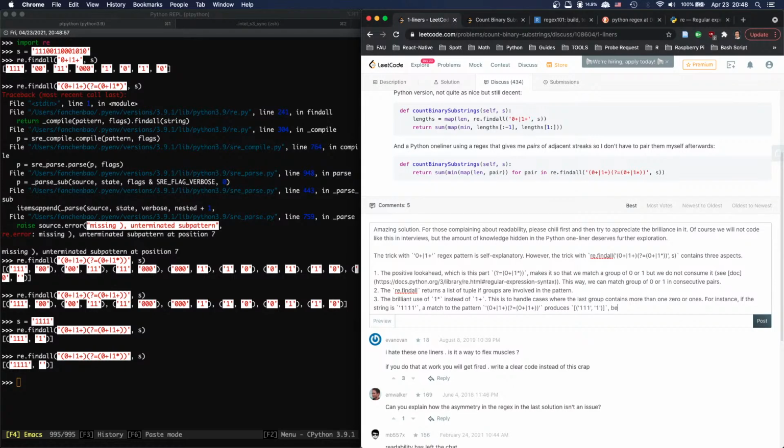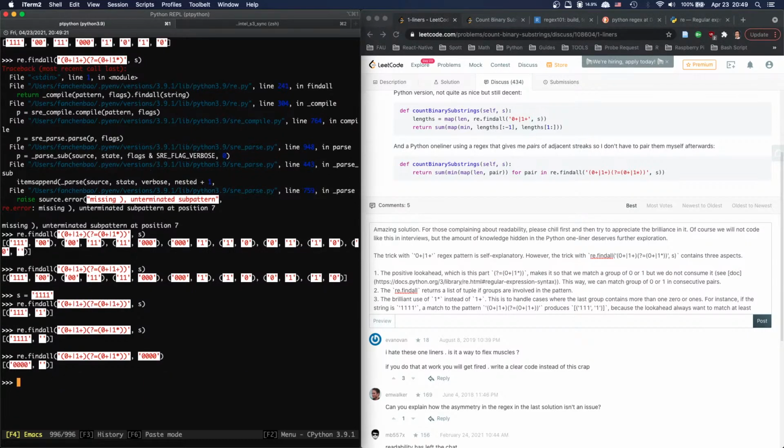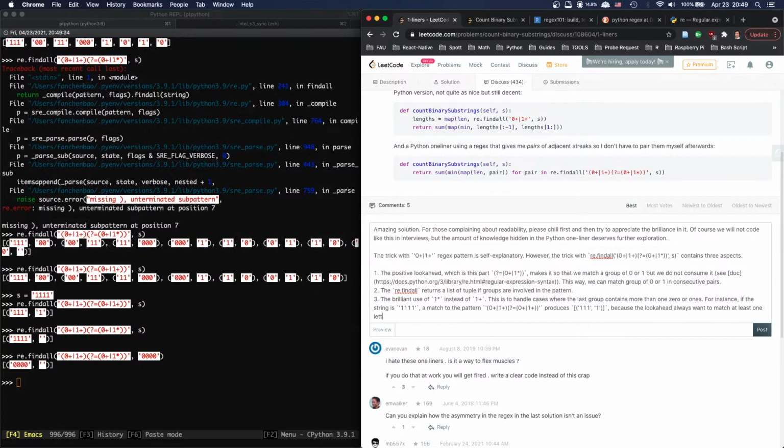Because the lookahead always wants to match at least one. But what if it's 0? Like, what if it's 0, 0, 0, 0? Oh, it's the plus. It's the plus, because the lookahead always wants to match at least one letter.